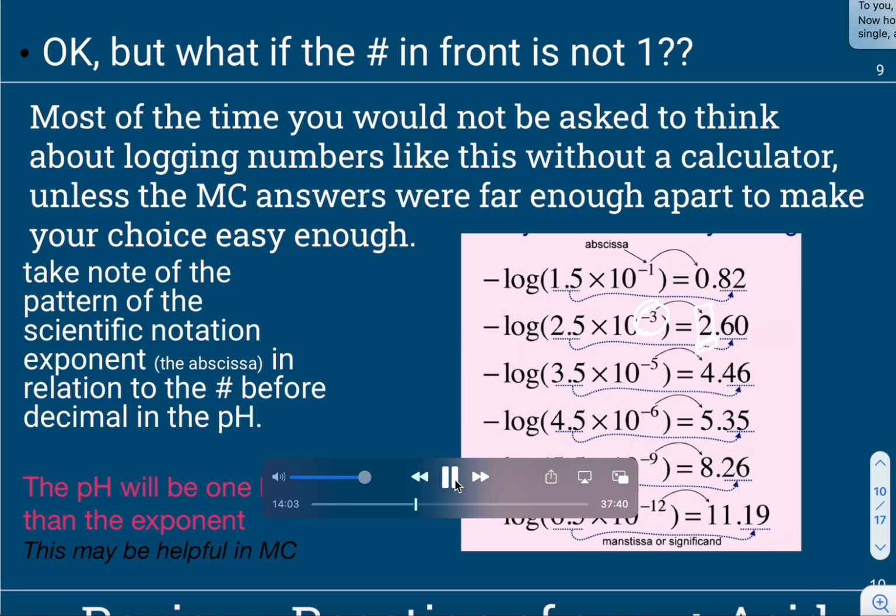If you know that the exponent is -7, that means your answer has to be somewhere in between 6 and 7. So that's going to give you probably at least you can narrow it down that way. And then you can kind of look and see, okay, what happens this number to this? And you can see that the smaller this number is, the bigger the decimal point, the decimals will be. So 1.5 gives you 0.82, 2.5 gives you 0.6. So the bigger this number, the smaller these numbers are.